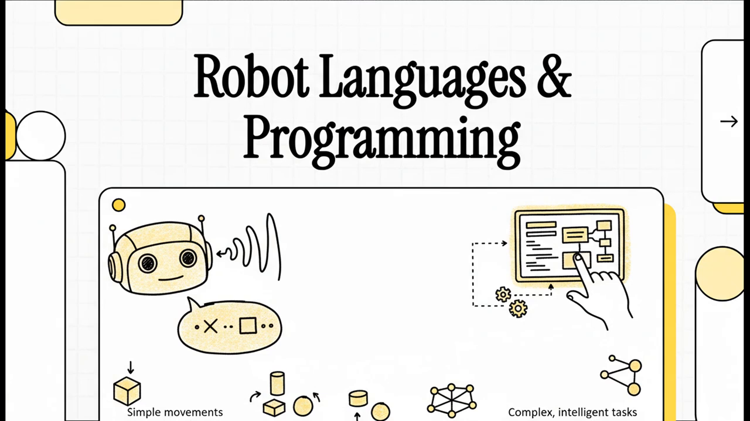You know when you see those incredible factory robots moving with perfect timing, and you just have to wonder, how do they know exactly what to do every single time? Well, in this explainer, we're going to pull back the curtain on the world of robot languages and programming.